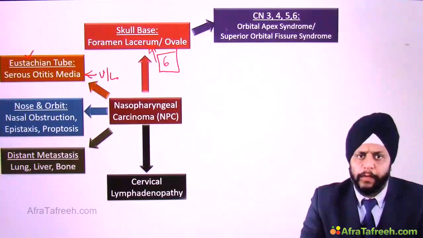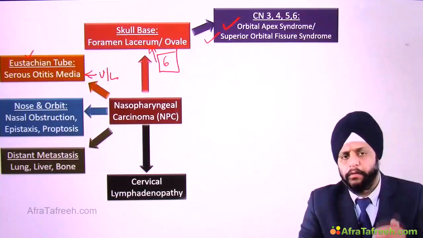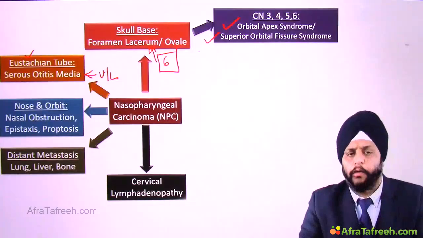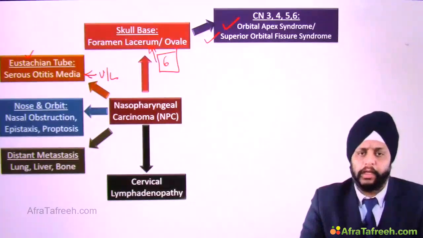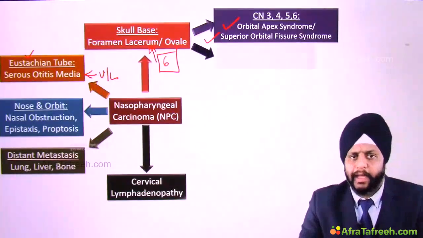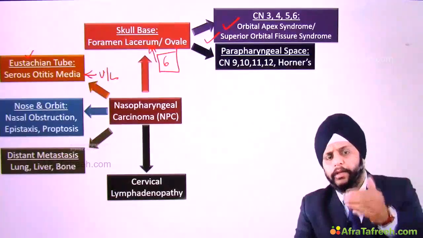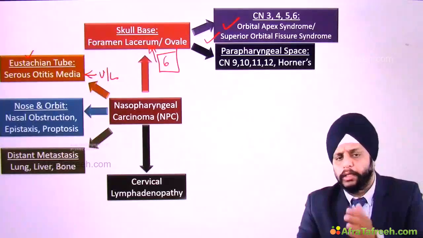Remember, in the nose, we have studied the orbital apex syndrome and superior orbital fissure syndrome. So different ophthalmic symptoms such as ophthalmoplegia, proptosis, etc., may be present in these patients. Okay, now what else can it do? It can go into the parapharyngeal space. So we have involvement of the 9th, 10th, 11th, 12th cranial nerves.